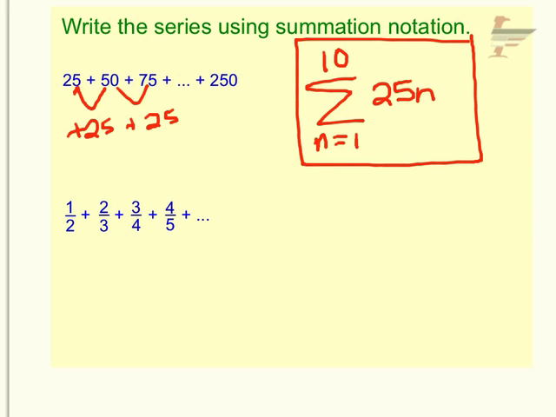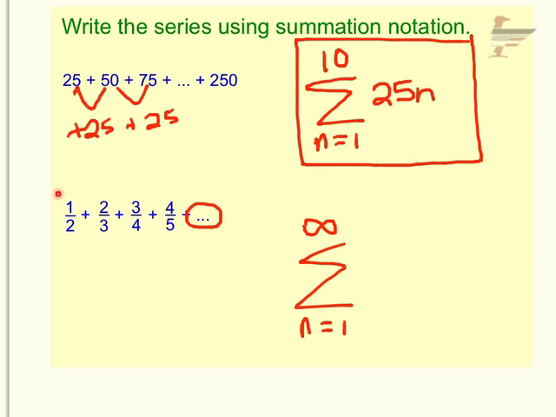For this next one, it looks a little bit different, so I'm just going to start out with the sigma. Let's start with n equal to 1, and because of the dot, dot, dot, it's going to go up to infinity. So that part, not too bad. Now we want to try to figure out what the pattern is here.